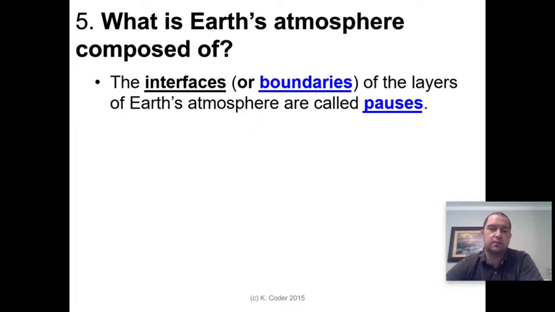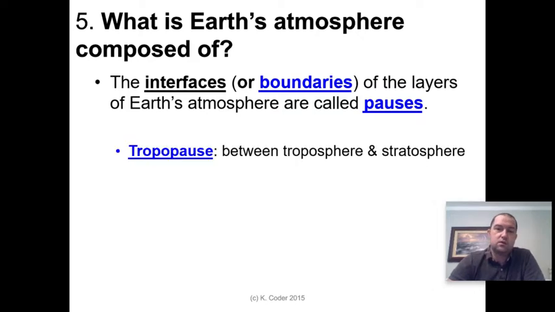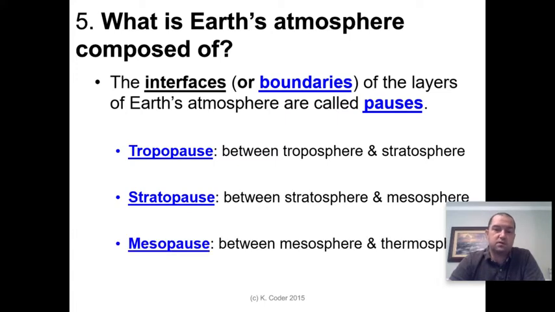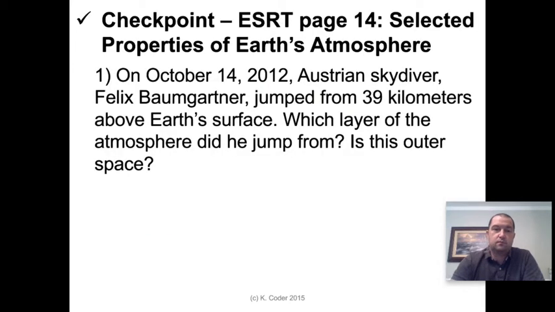Between the spheres, we have these things called interfaces or boundaries of the layers, and when we put a name to them, we call them pauses. The tropopause is between the troposphere and the stratosphere. The stratopause is between the stratosphere and the mesosphere. The mesopause is between the mesosphere and the thermosphere.